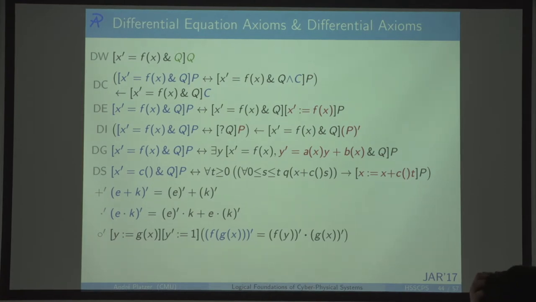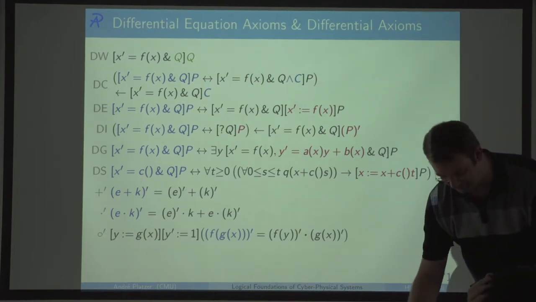So there's a list of axioms. You remember the 10 I showed you a little while ago. These are for CPSs, and then there's these extra about 10 axioms that are for reasoning with differential equations. And you don't really seriously need much more about that.